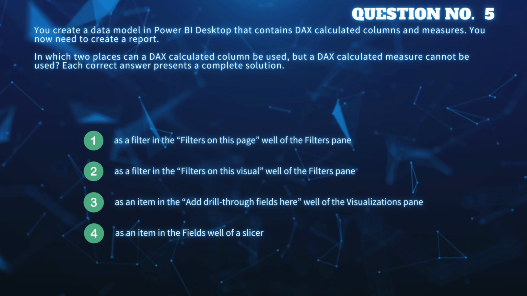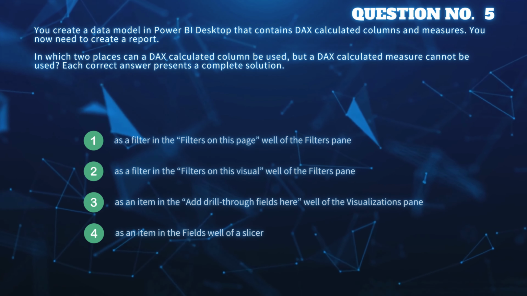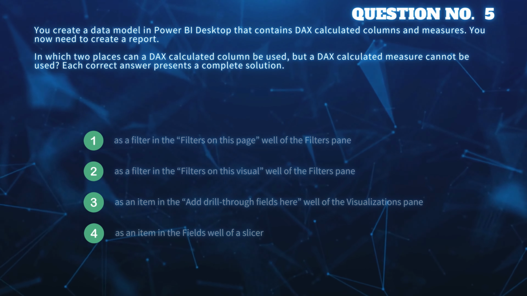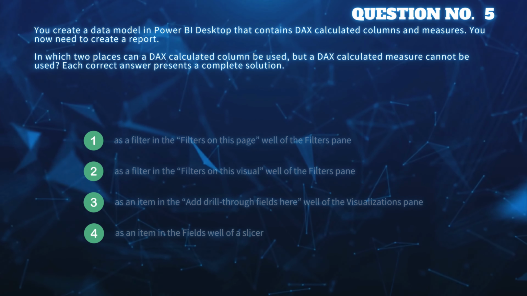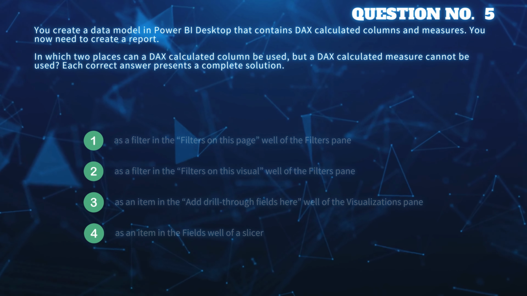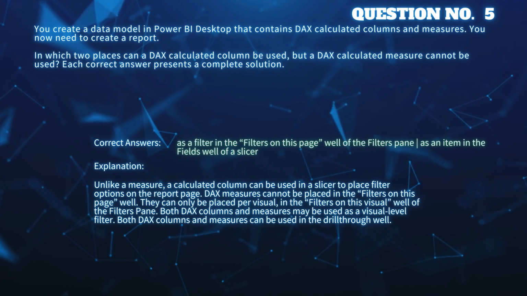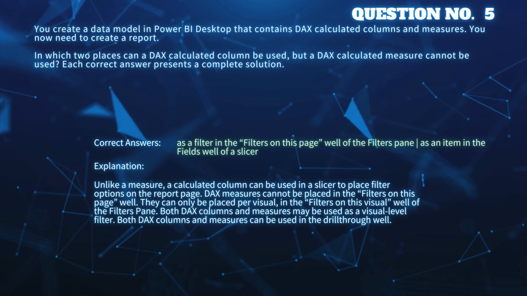Option 1, as a filter in the filters on this page well of the filters pane. Option 2, as a filter in the filters on this visual well of the filters pane. Option 3, as an item in the add drill-through fields here well of the visualizations pane. Option 4, as an item in the fields well of a slicer. Correct answers: as a filter in the filters on this page well of the filters pane, as an item in the fields well of a slicer.